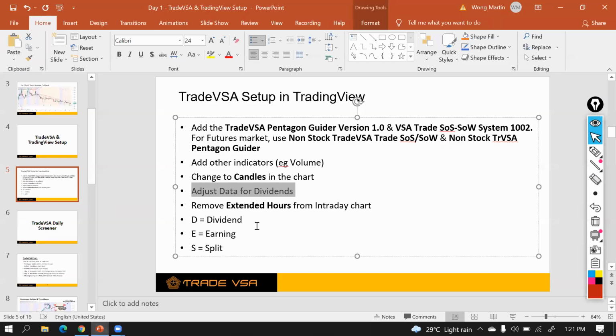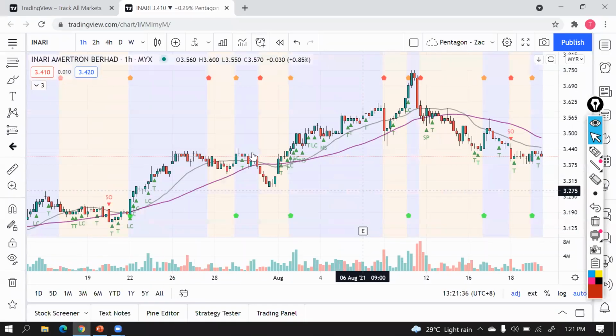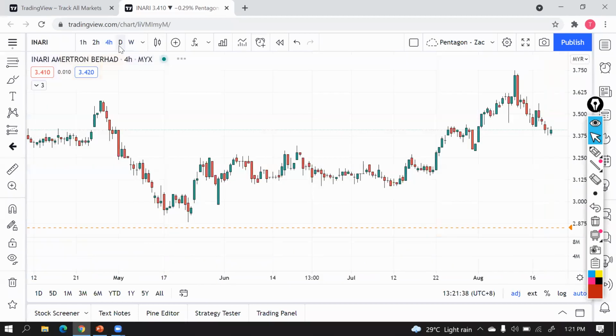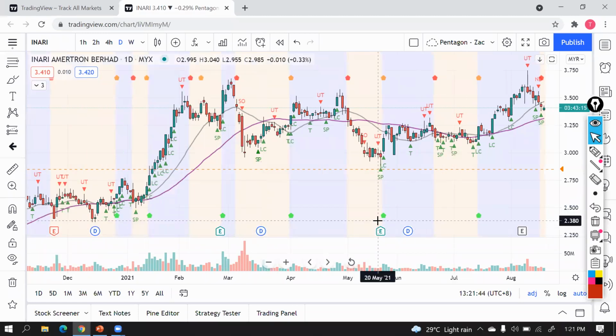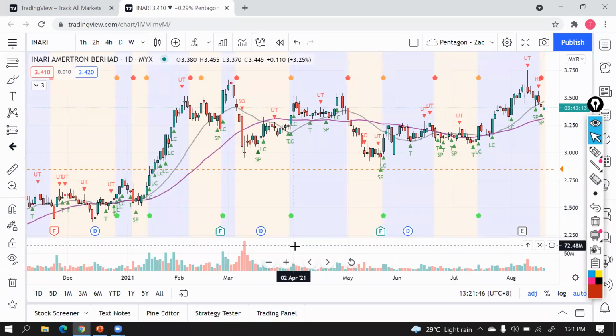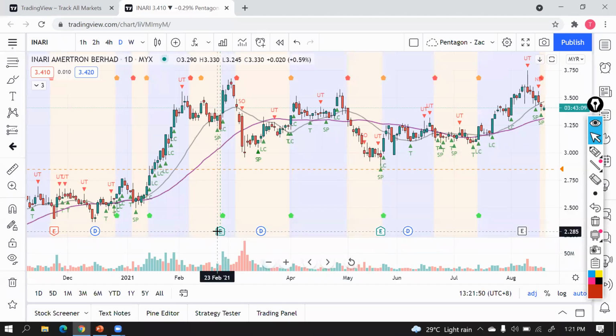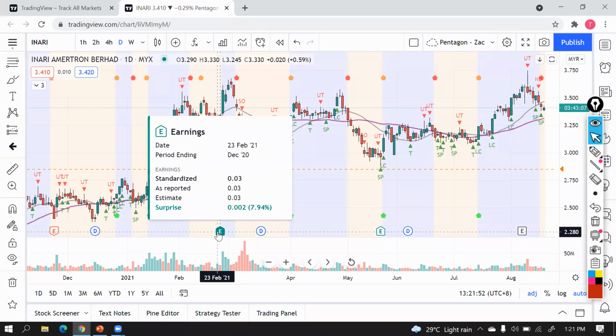Now a few more things. These are some of the symbols that are available in TradingView. This symbol is not created by TradeVSA, because some members asked me, Zach, why did you create this? It's not created by us, but by TradingView itself. E represents earnings days, the earnings date, though the date will sometimes be slightly different, maybe by a few days.